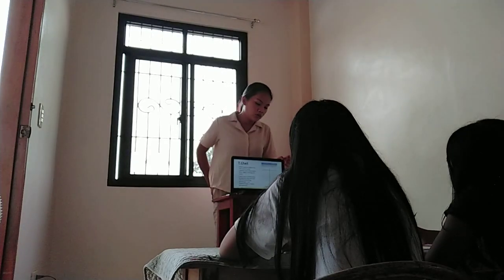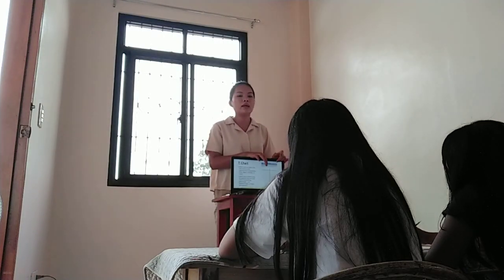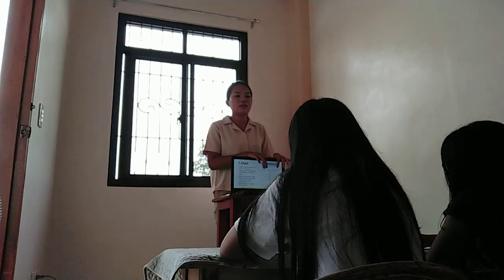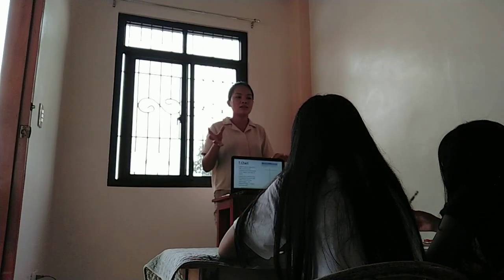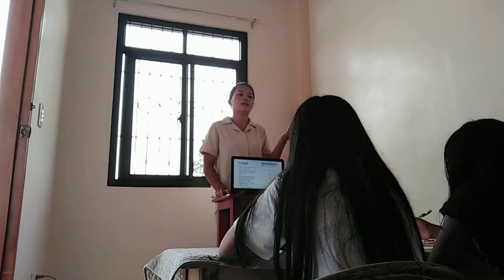So ang use ng T-chart is to write the advantage and the disadvantage, or the pros and the cons. Pros, positive, and then cons is the negative. Okay?